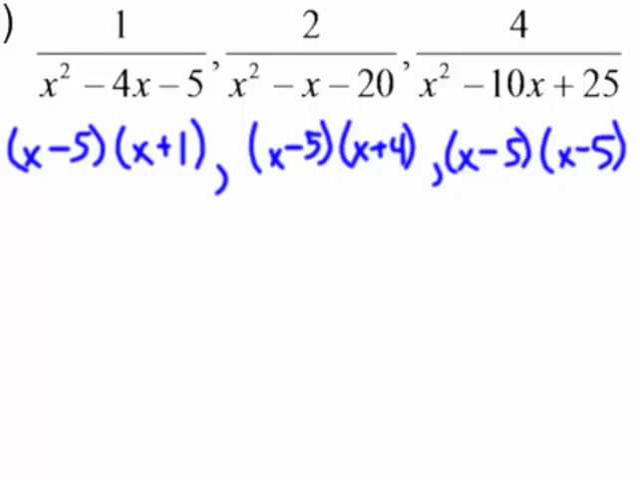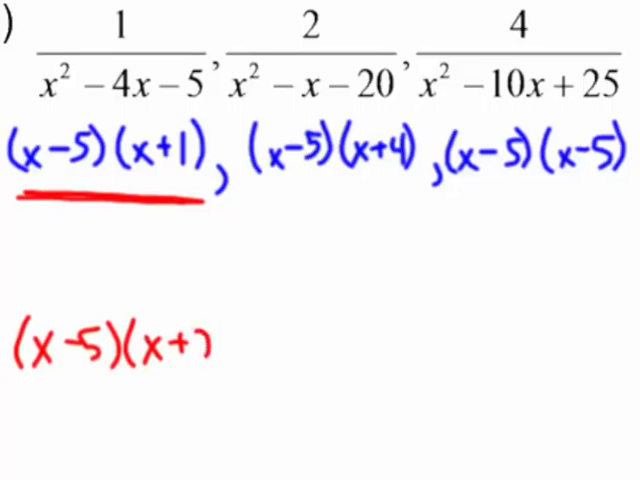Now again, for a common denominator, it has to have all of the elements in it. We don't need to repeat any, but it has to have all of them. So if I look at the first one, I know it has an x minus 5 and x plus 1. So I'm going to start there. I know it has to have those two things. So from the first one in red, I got x minus 5, x plus 1.